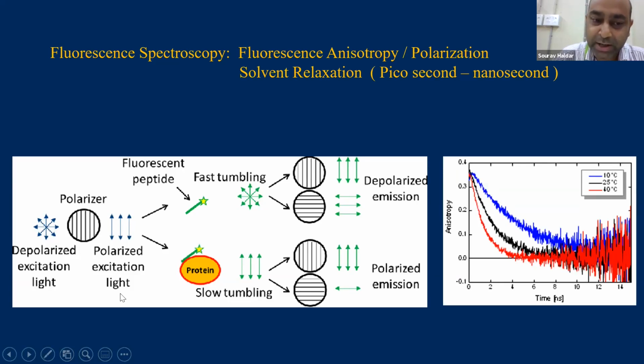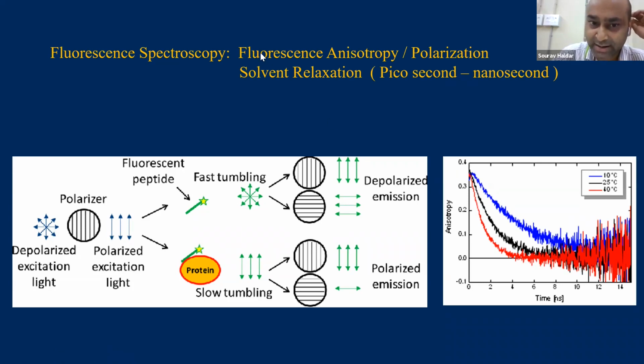Now, when this plane polarized light is subjected to a fluorescent molecule, the molecule will absorb the light only when the molecular transition dipole is aligned with this polarized excitation light. Now, let's say this molecule is actually oriented in the same direction as the polarized light. It will be excited and will maintain that polarization. What does that mean? That if we keep the analyzer, which is nothing but another polarizer, in the same direction as the polarized excitation light, we will get intensity.